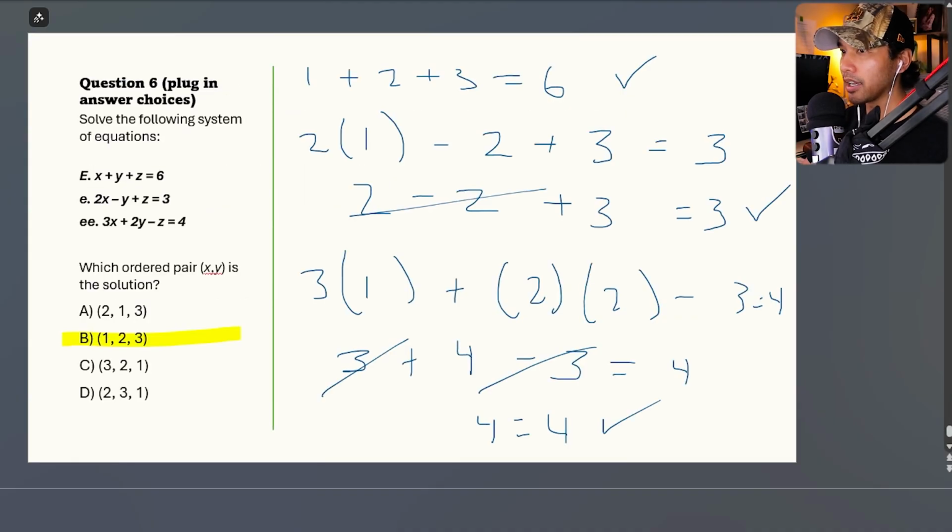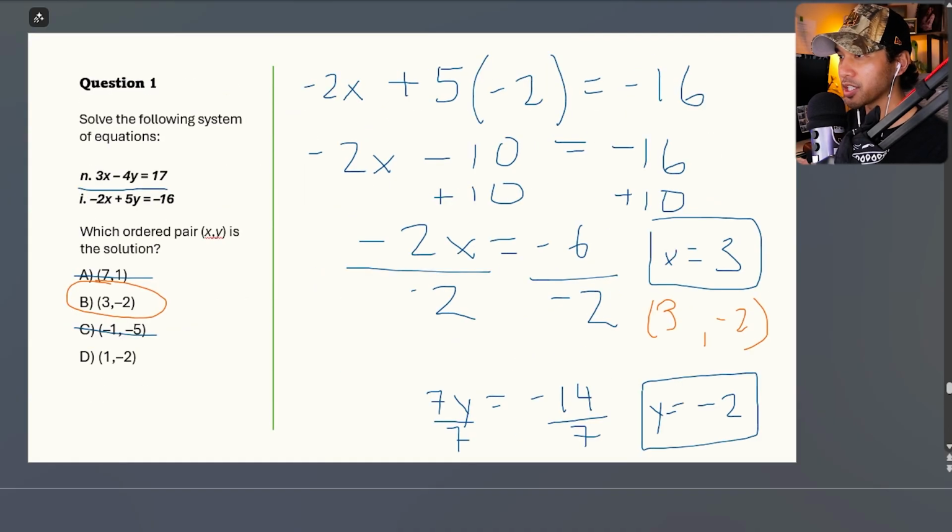Make sure to go back to these questions, screenshot them without my notes, and then do them yourself and just keep practicing. You need those reps, guys.